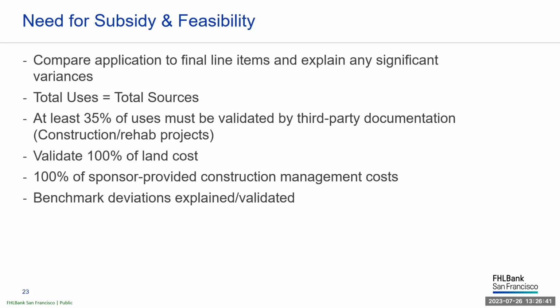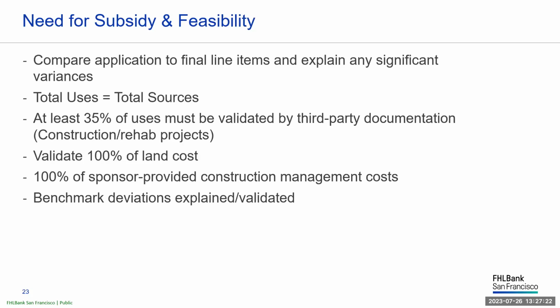100% of the land costs and at least 35% of construction costs must be validated by third-party documentation. If the construction management is provided in-house, payroll history and a copy of the job description will need to be provided at initial monitoring. However, it is important to remember that land costs and in-house construction management costs will not be counted towards the 35% construction cost validation. Any AHP benchmark deviations will need to be explained and supported with backup documentation.